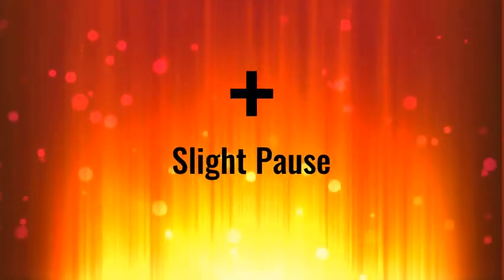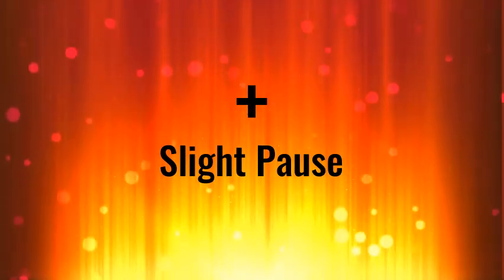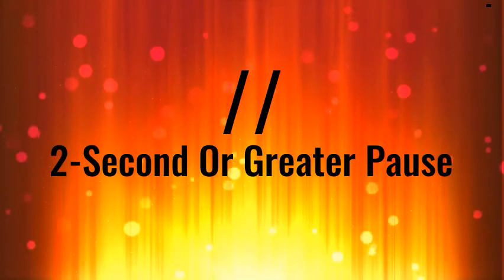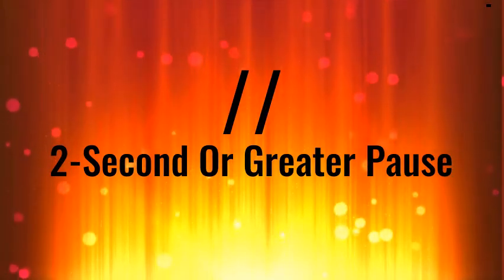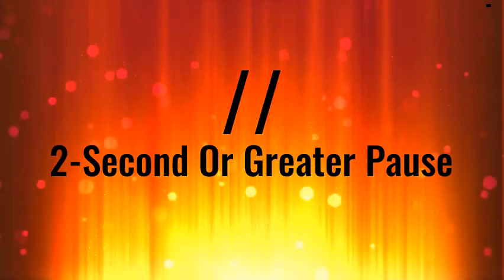First off, we have the plus sign, which just means you're going to give a slight pause. So if you're reading something and there's a slight pause, then you put that little plus mark in between the two phrases. If it's going to be a slightly longer pause, like 1 second long, then you're going to put this slash in there. And if it's going to be 2 seconds or longer, then you put 2 slashes next to each other. And that really means you've got to stop for a second and really give that moment of pause so that the audience can hear that strongly.